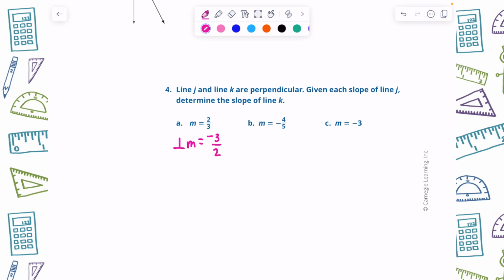For B, we have a slope of -4/5. The opposite reciprocal slope, the perpendicular slope for that one, would be a positive 5/4. And for C, we have the slope is -3. Remember, we can think of that as -3/1. So the perpendicular slope for that one would be a positive 1/3.